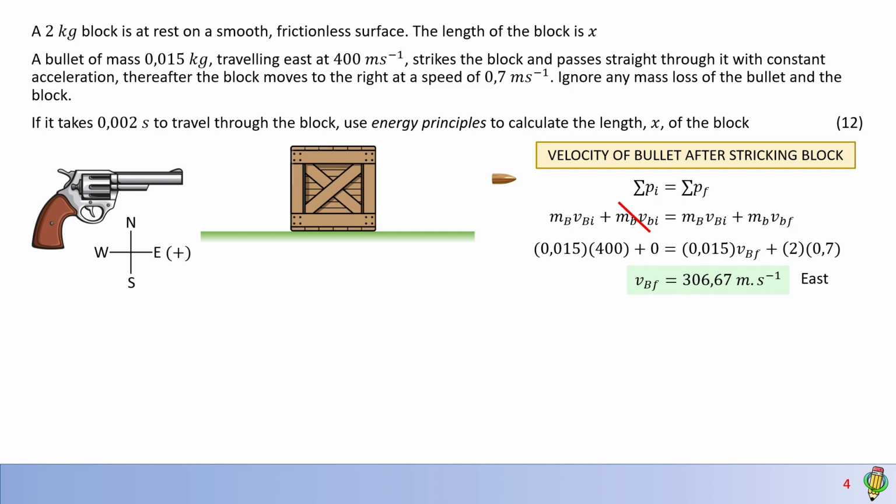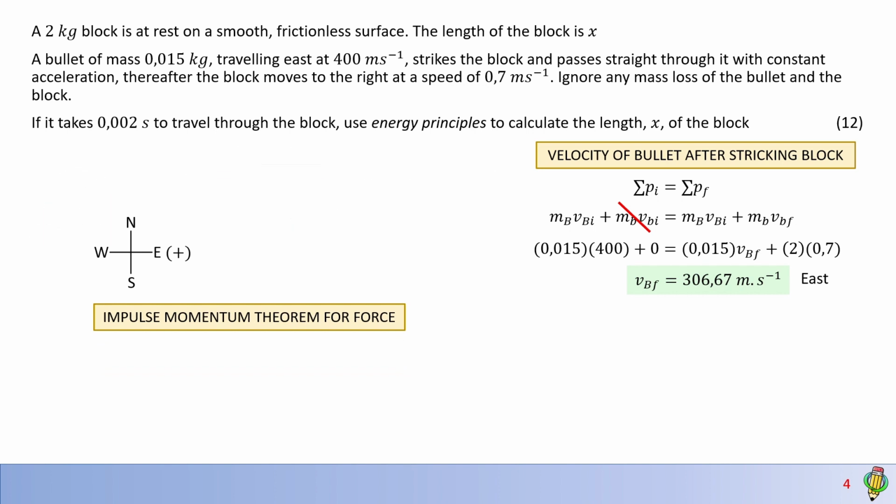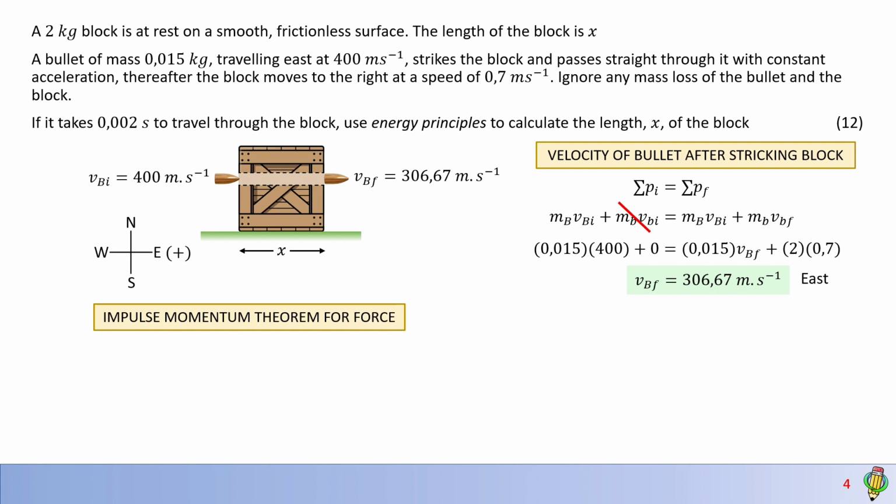Now we want to use the impulse momentum theorem to find the force that the block will exert on the bullet. So we can change our sketch to this. We know the initial velocity of the bullet is 400 meters per second just before it strikes the block, and it is going to emerge from the other side with a velocity of 306.67 meters per second.